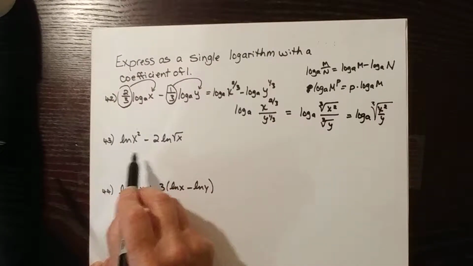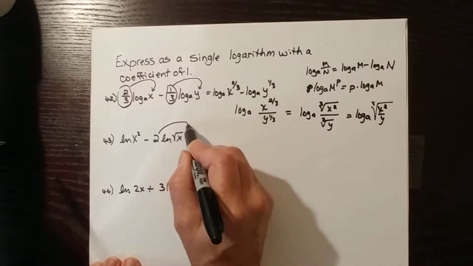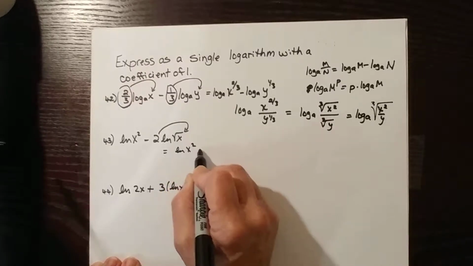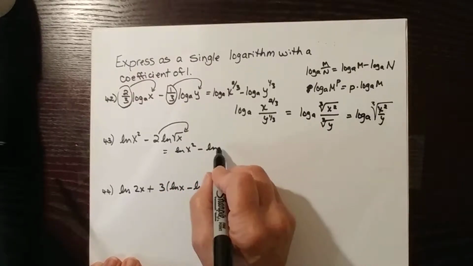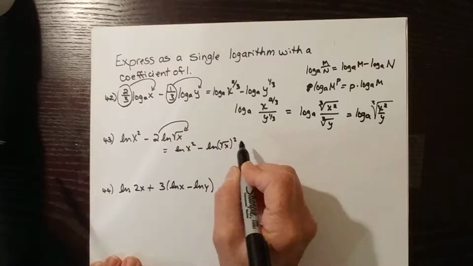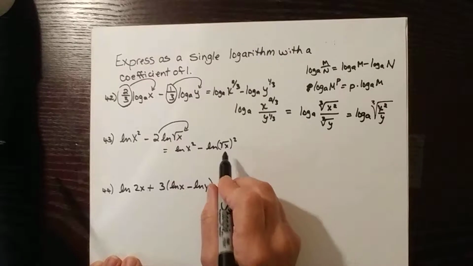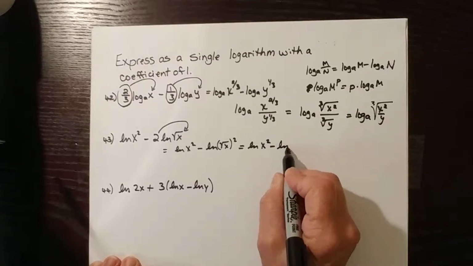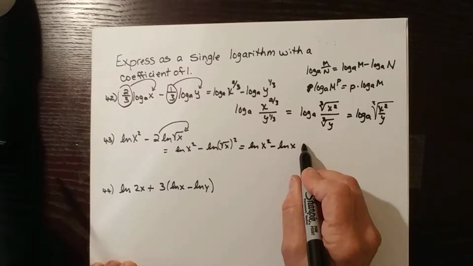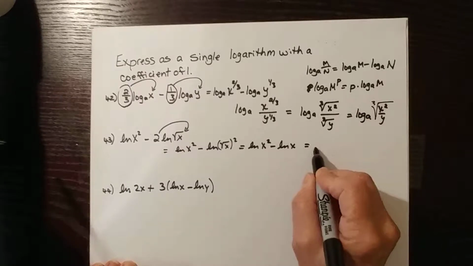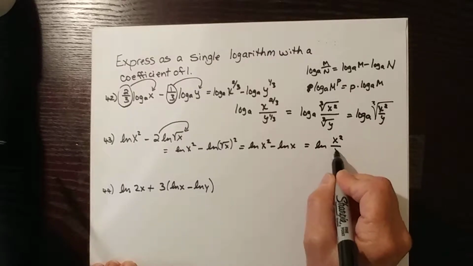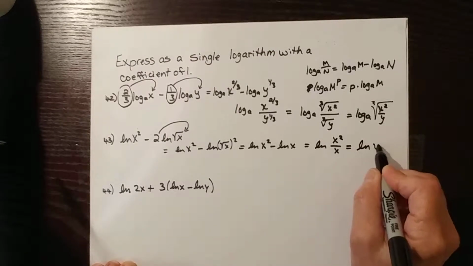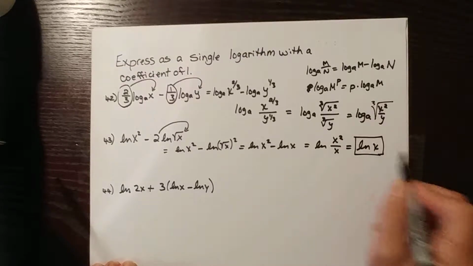Okay, let's look at this one. What we need to do is first take this coefficient and kick it into the power. So this becomes the natural log of x squared minus the natural log of the square root of x squared. But the square root of something squared is just the something. So this is really equal to the natural log of x squared minus the natural log of x. This can be rewritten using the quotient rule as the natural log of x squared over x. And one of the x's can be divided out, and this is equal to the natural log of x. That's what that can simplify down into.